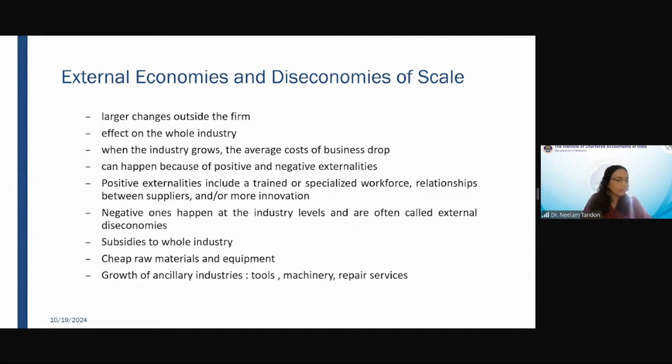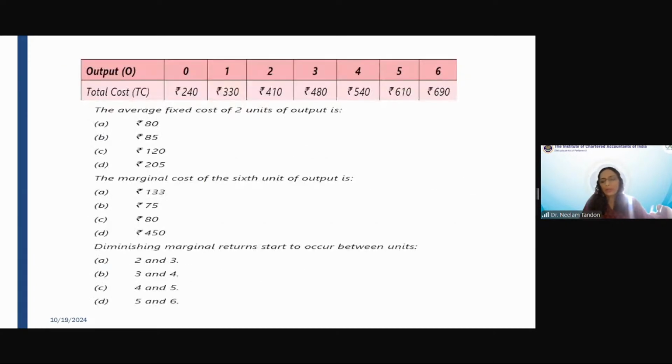When a whole lot of companies start producing in one segment, it may happen that there is a shortage of raw material, because all firms need that raw material. So in that case it can lead to shortage and the prices of raw material will increase. External diseconomies of scale. Okay, now what we have shared is all about production, scale, cost.